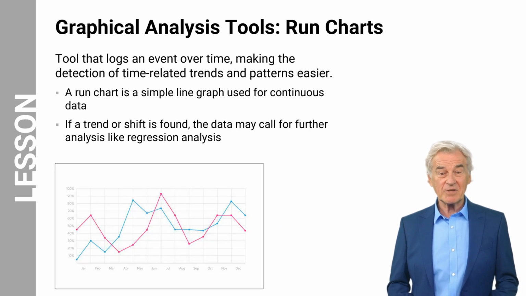A run chart is a graphical tool that logs an event over time, making the detection of time-related trends and patterns easier. A run chart is a simple line graph used for continuous data. If a trend or shift is found, the data may call for further analysis, such as regression analysis.